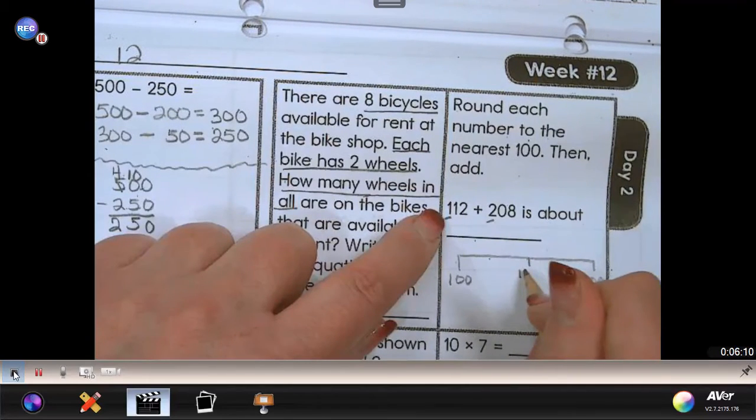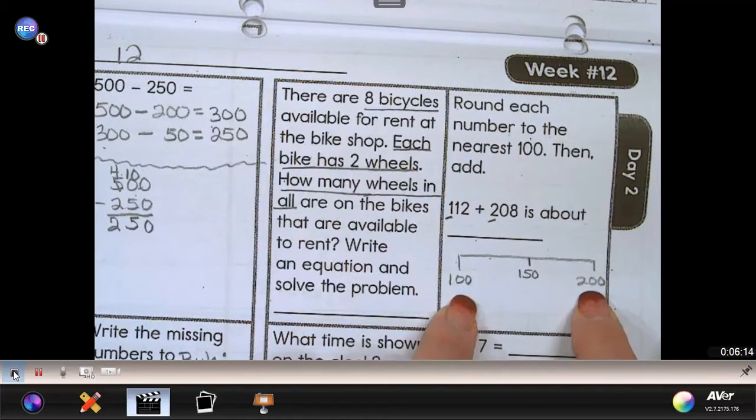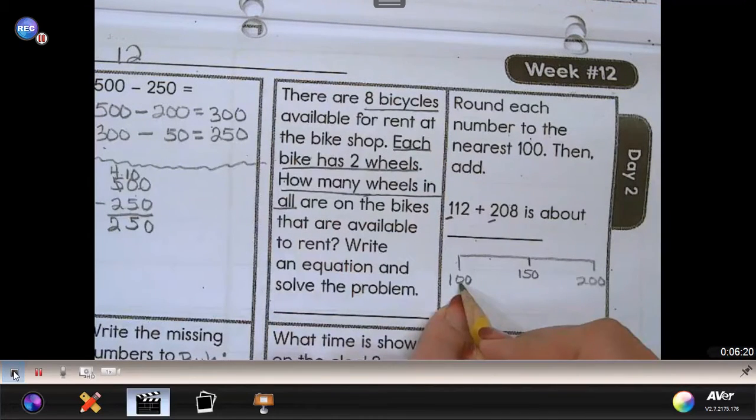150, remember, 50s are always in the middle of our hundreds if we're going to round to the nearest 100. And we're going to use 150 to help us decide if we're going to round down to 100 or we're going to round up to 200.